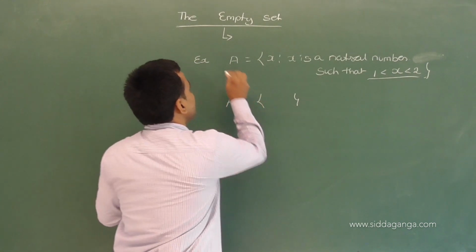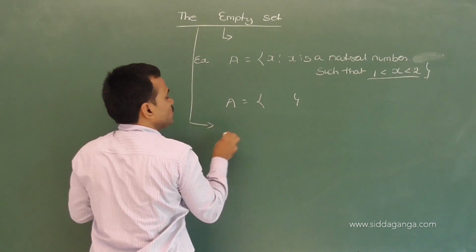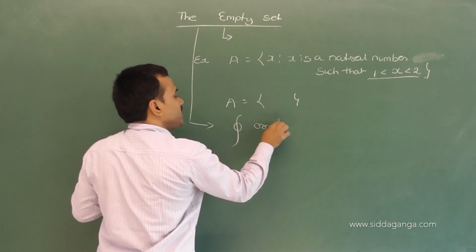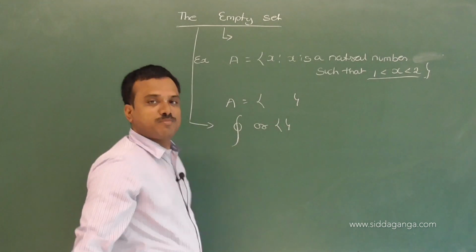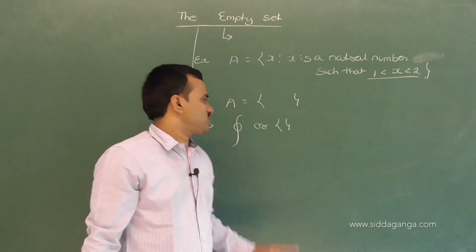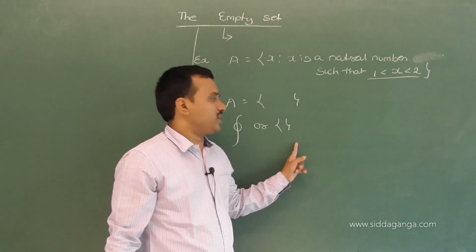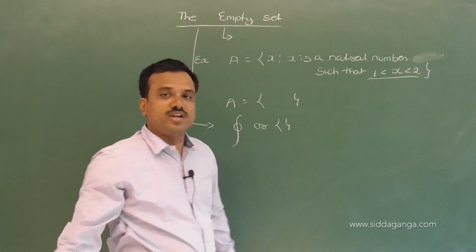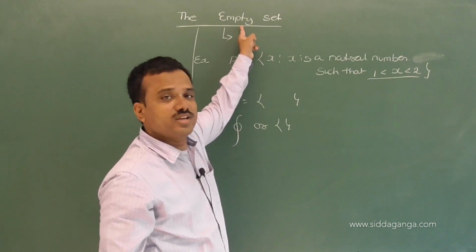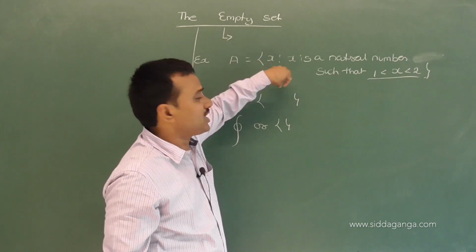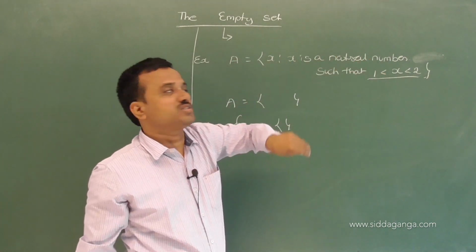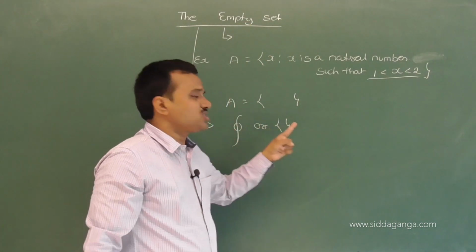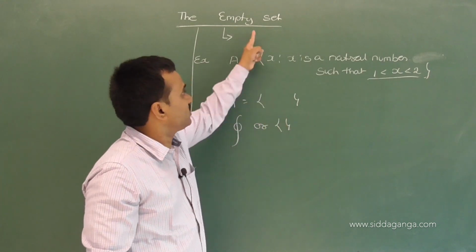The representation of empty sets: we write within a pair of curly brackets. These two are the methods of representing an empty set. The word empty means that in that collection there is no element. Such types of sets are called what?